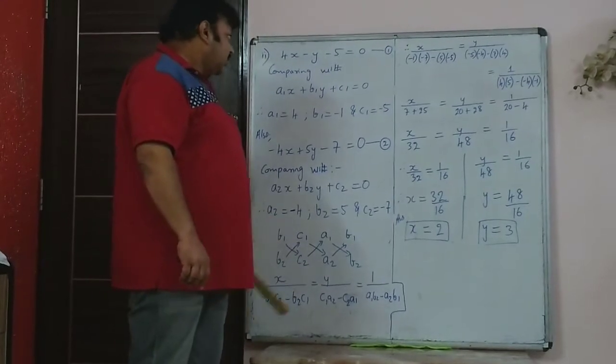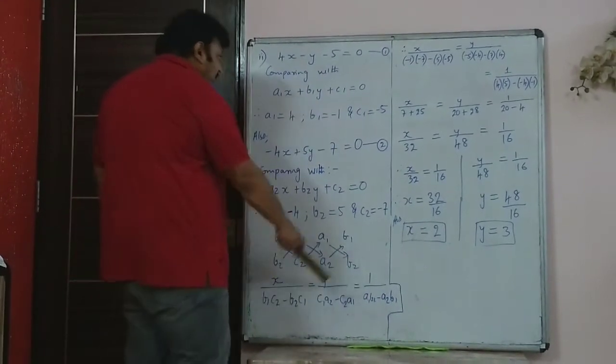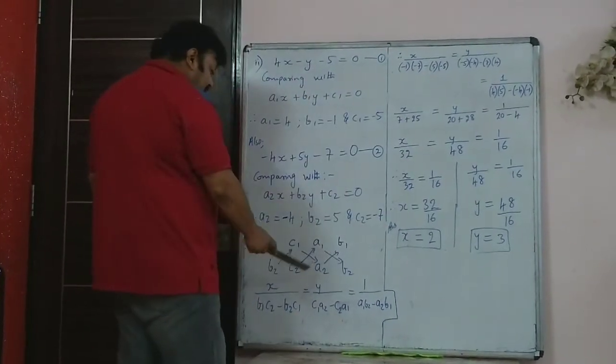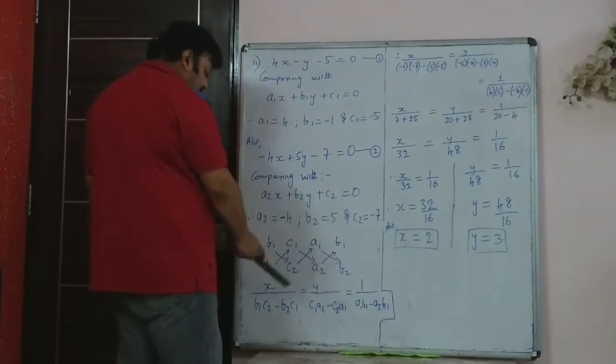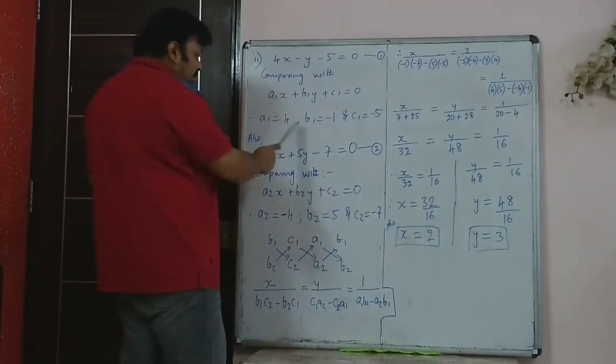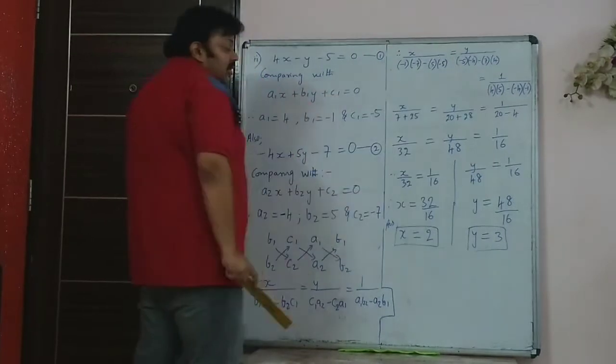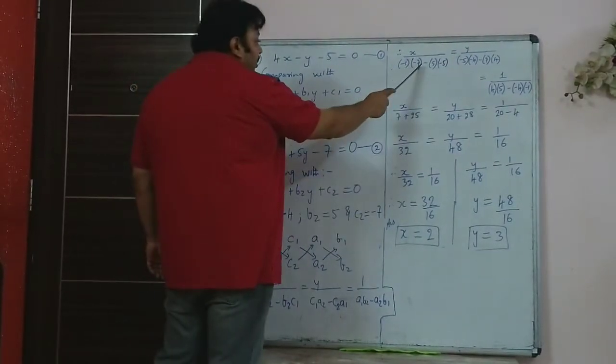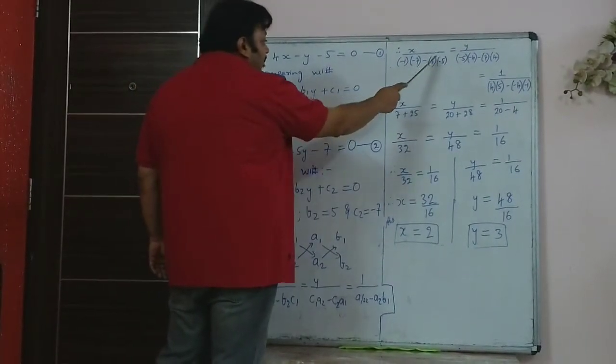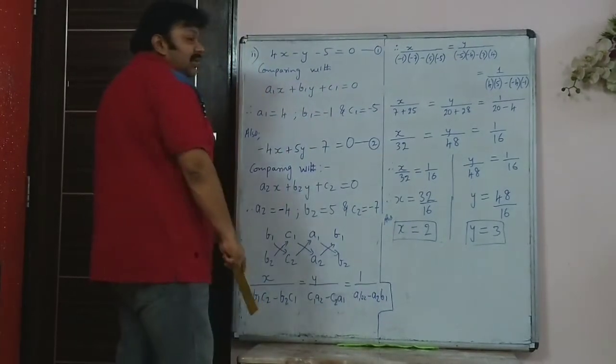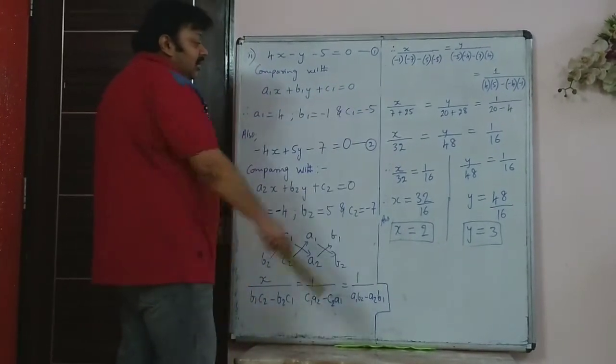a2 is minus 4. So b2 c1 it was, b2 c1. So b2 is 5 and c1 is minus 5. So this will become 7 and this will become plus. So 7 plus 25x upon 32.